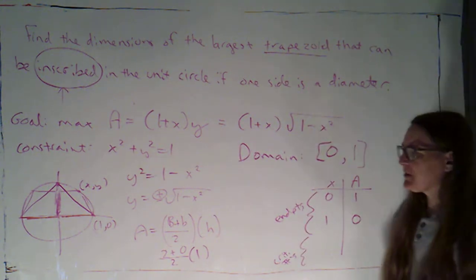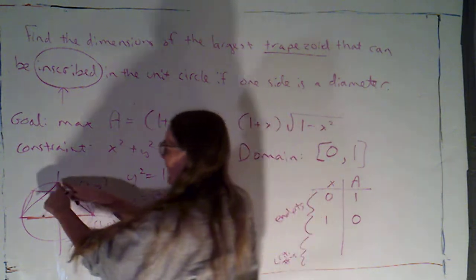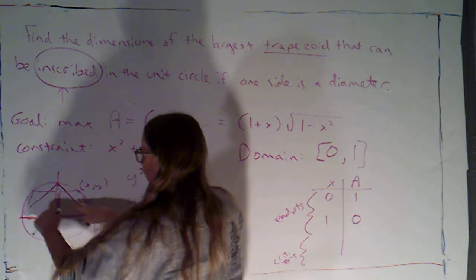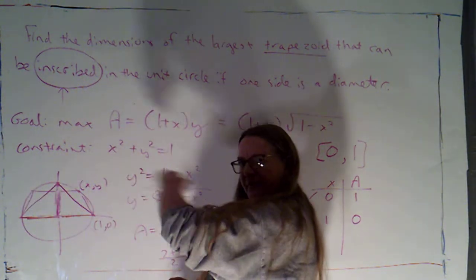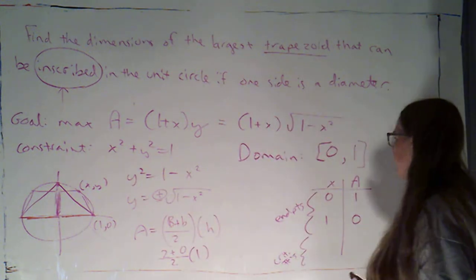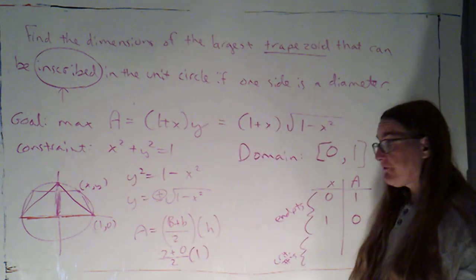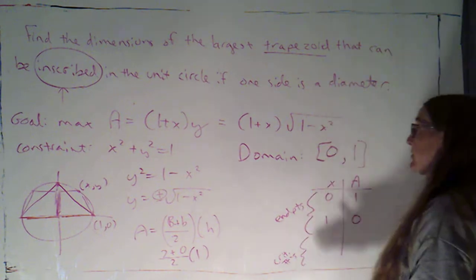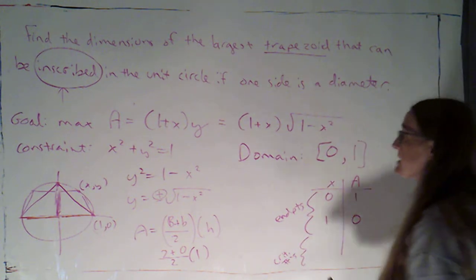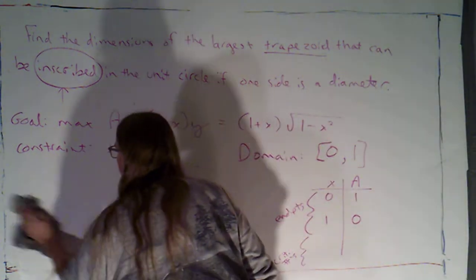And just looking at the picture, I think I can get a bigger area if I move over here and just give myself some distance across that top. Okay, so I want to try to find my critical numbers. I'm highly suspicious that the maximum area is going to occur there.